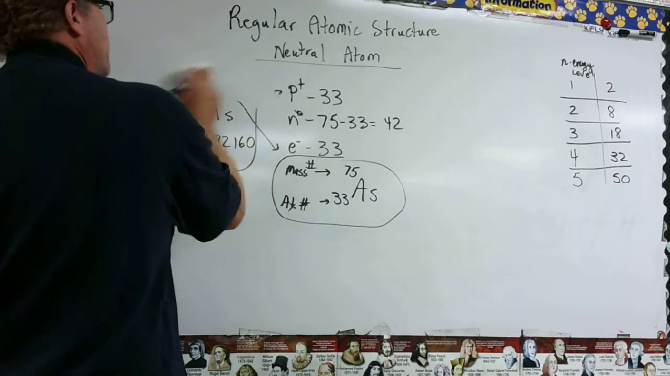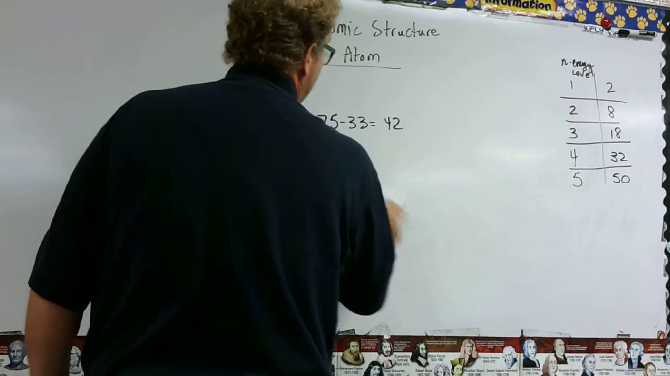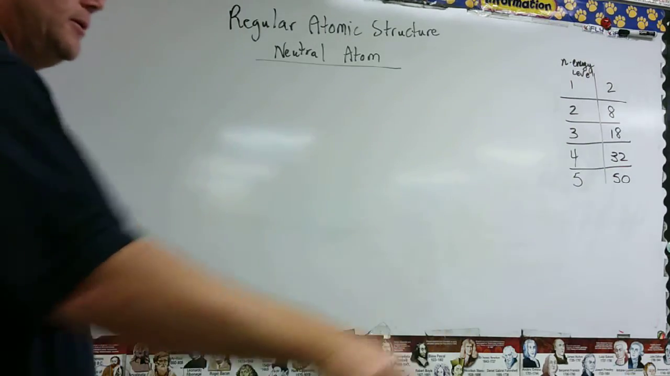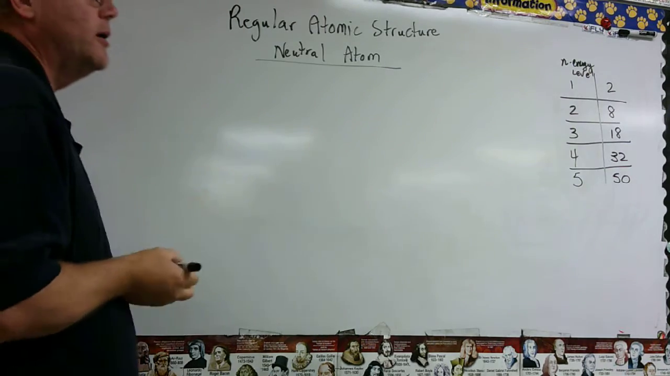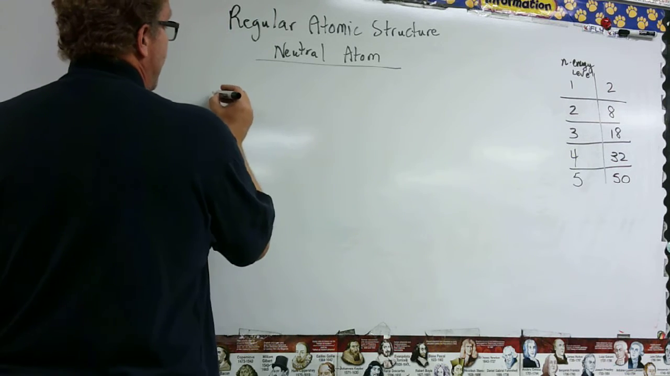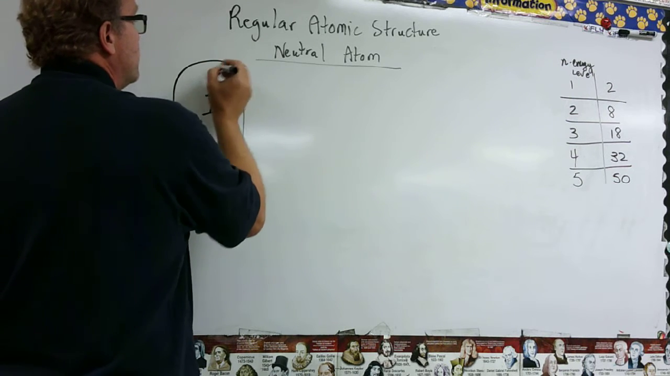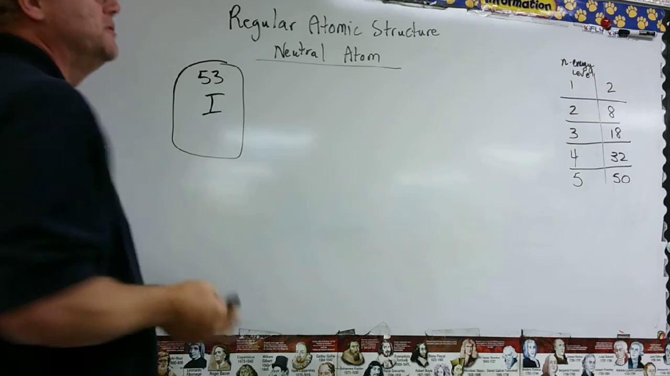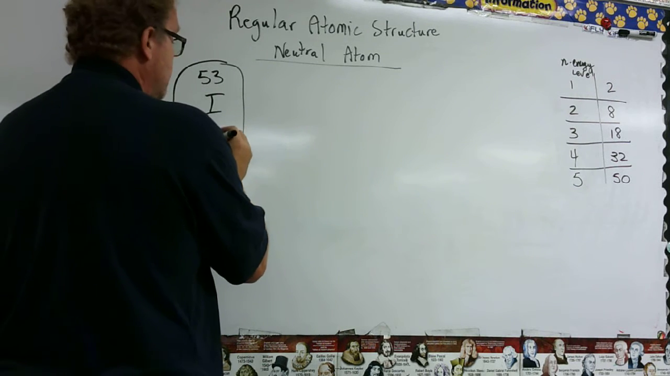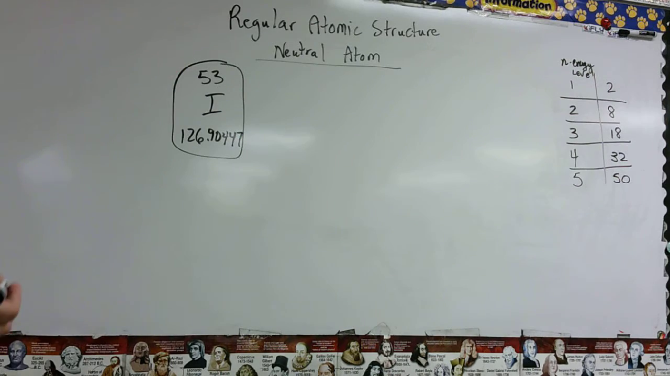Let's go ahead and do another one. Now just remember that when we're doing ions and isotopes, those symbols are actually going to be shown on it. So let's go ahead and do another one. Let's go with iodine. That's element number 53. It's a little larger atom. It's going to look like this.